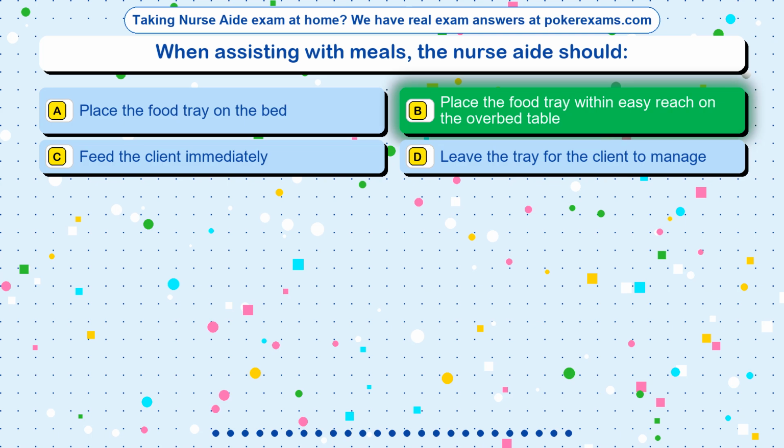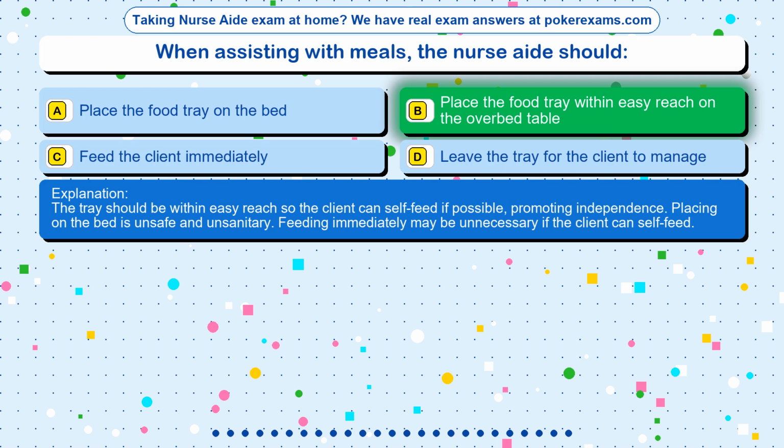The correct answer is option B, place the food tray within easy reach on the overbed table. The tray should be within easy reach so the client can self-feed if possible, promoting independence. Placing on the bed is unsafe and unsanitary. Feeding immediately may be unnecessary if the client can self-feed.